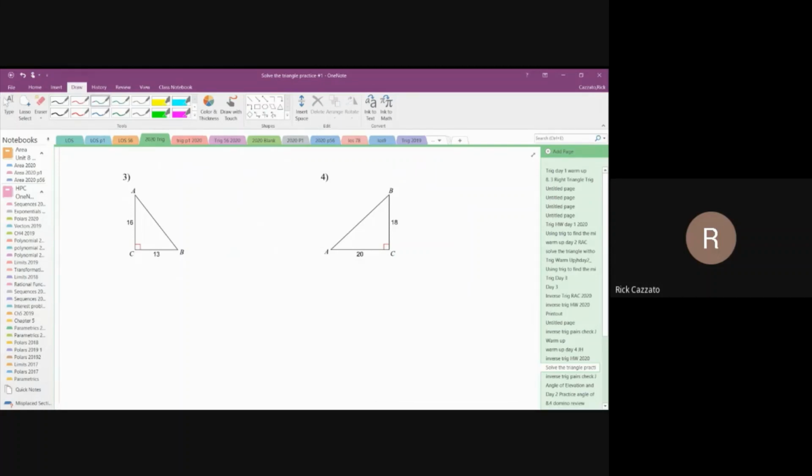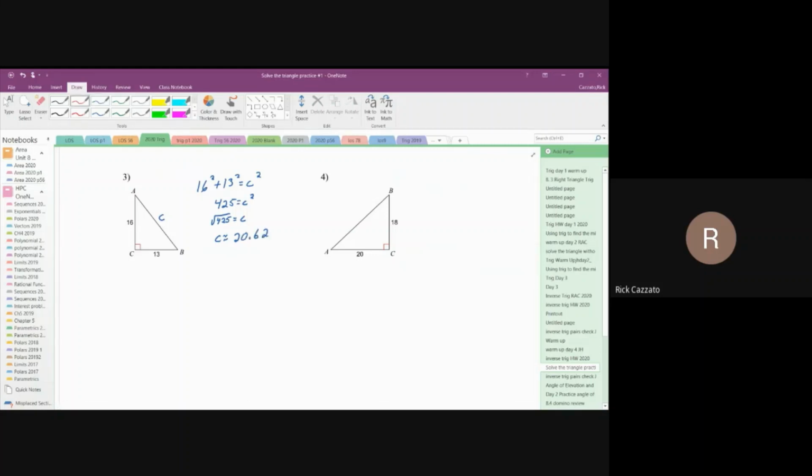So I could use the Pythagorean theorem to find AB, which I'm going to call C. So if I use the Pythagorean theorem and say 16 squared plus 13 squared is equal to C squared, I'll get 425 equals C squared. Square root of 425 is C, so C is approximately 20.62.